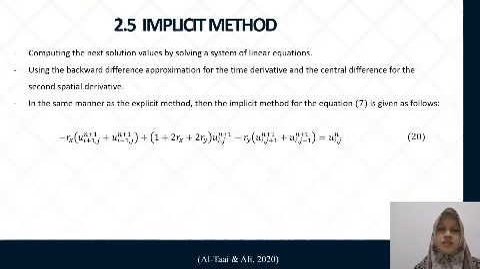The next is the implicit method. This method computes the next solution values by solving a system of linear equations, using the backward difference approximation for the time derivative and the central difference for the second spatial derivative. In the same manner as the explicit method, the implicit method for equation 7 is given as follows, equations 20.